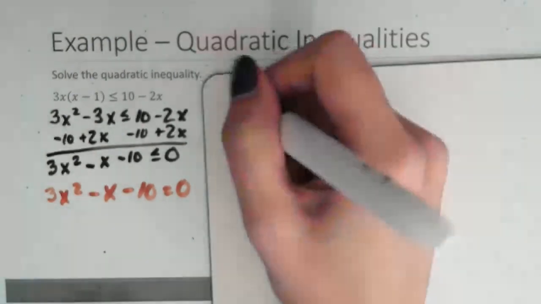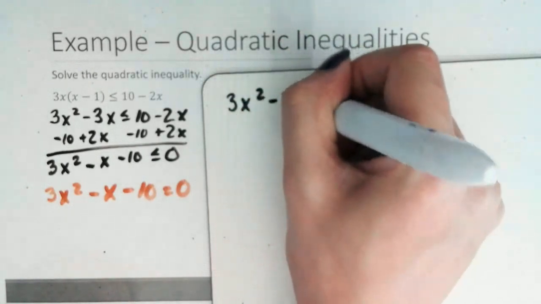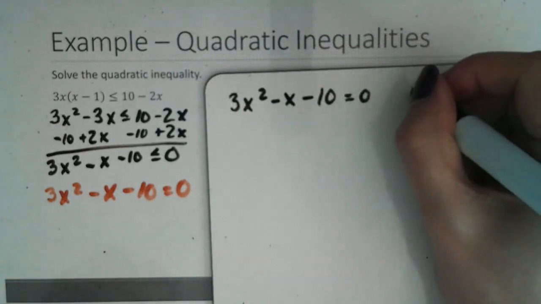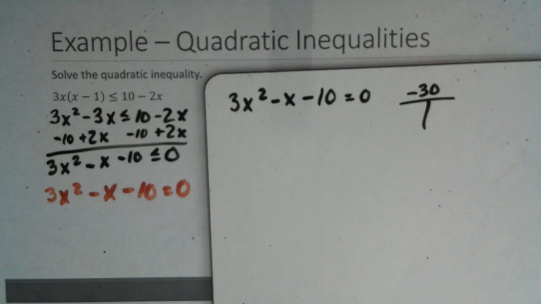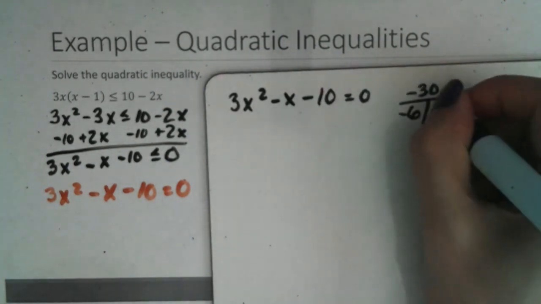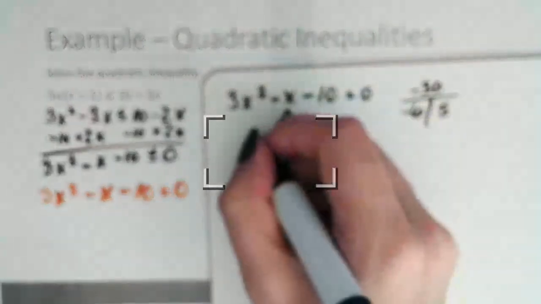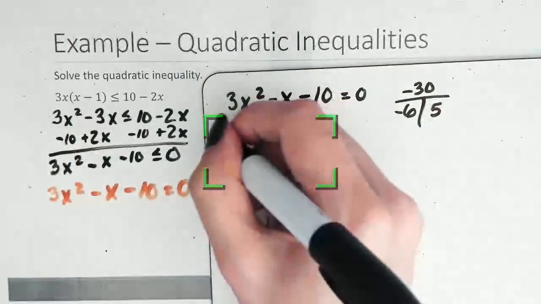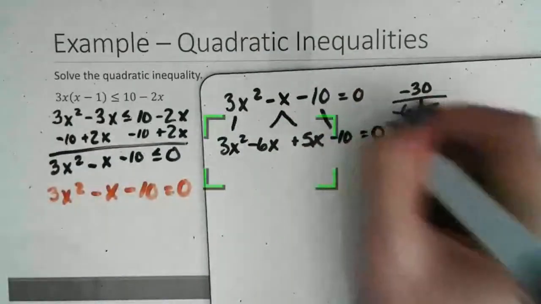So we have 3x squared minus x minus 10 is equal to 0. My a value times my c value is a negative 30. The pair that I want that multiplies to give me a negative 30 but adds to give me a negative 1 is a negative 6 and a positive 5. So I'm going to split my negative x into a negative 6x and a positive 5x. Bring down my 3x squared, bring down my negative 10 and my equal 0.